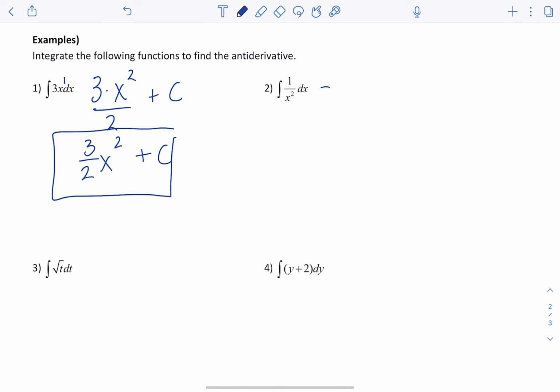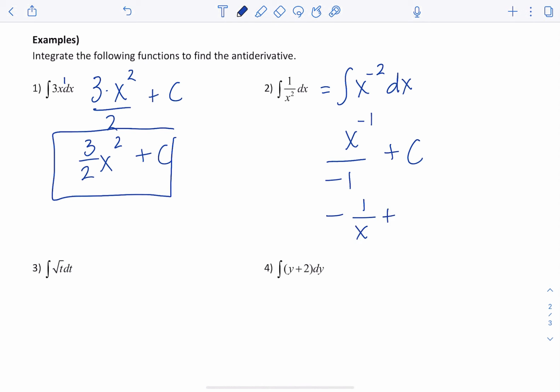For this next one, it's not in the correct form. So we need to rewrite this just like we did with derivatives as x to the negative 2. And so we'll use that power rule. We will add 1 to that exponent. So negative 2 plus 1 is negative 1. Divide by that new exponent and add c.